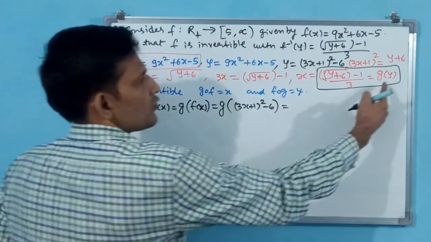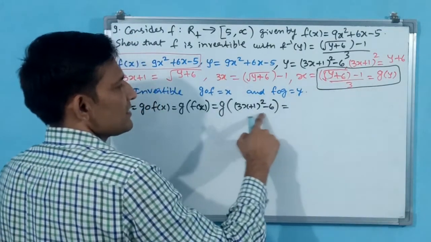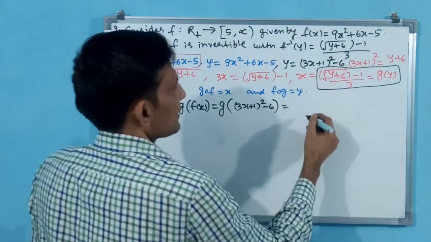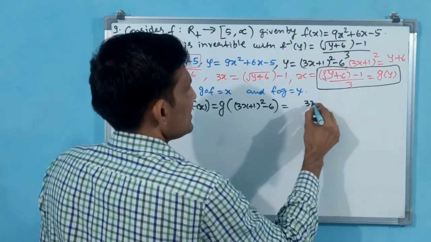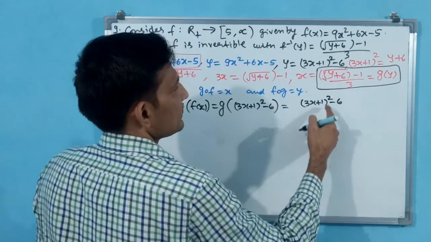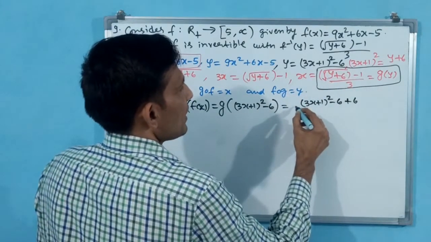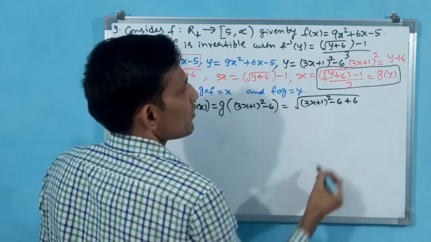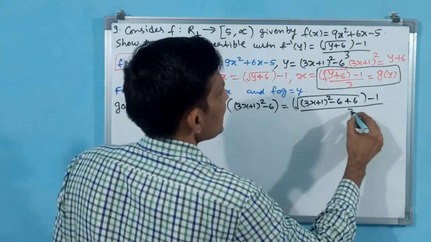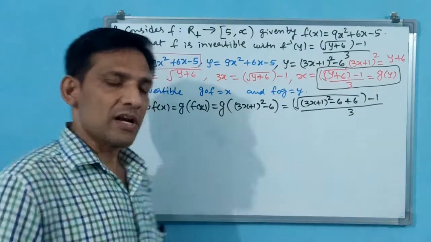Okay, now g of y, if you give y, is square root of y plus 6, minus 1, by 3. This y is going to become the entire thing. In y place you have to write 3x plus 1 whole square minus 6. This is y plus 6, because this plus 6 is already available, and you keep the square root, then bracket, minus 1 divided by 3. This you have to write, or else if you make a mistake here then you are not going to get the answer.